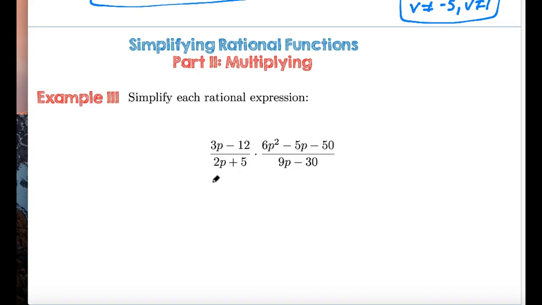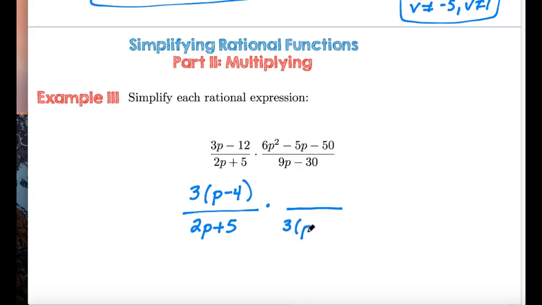Okay, so if I simplify this, I can rewrite this numerator as 3 times the quantity p minus 4. This denominator, 2p plus 5, can't be dealt with. It's prime. That numerator is tricky, but what goes into both 9 and 30 is 3. So I'm going to take 3 out, and I get p minus 10. Okay, so far nothing cancels out.